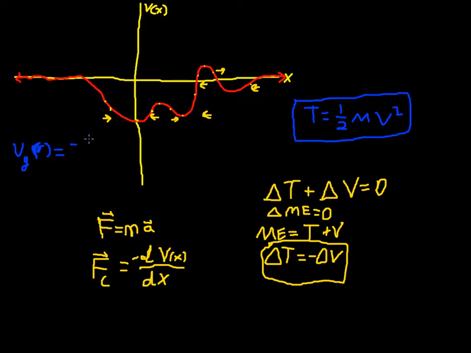negative G m. This is going to be the mass. In the case of Earth, this is going to be the mass of the Earth. This is going to be the gravitational constant. So this is a constant over r squared. So this is just some constant times the function minus 1 over r squared, and that looks sort of like this.